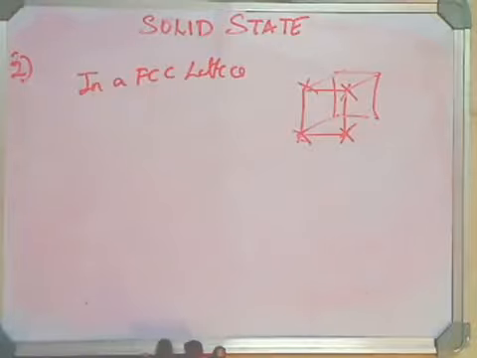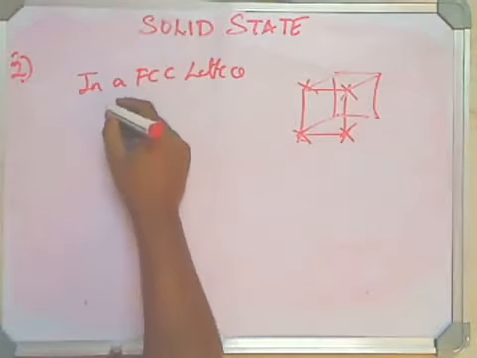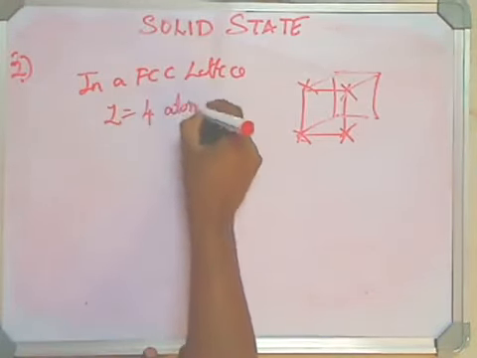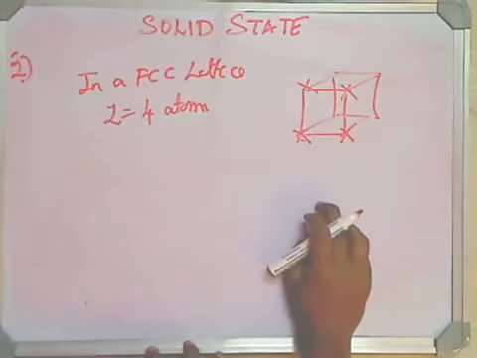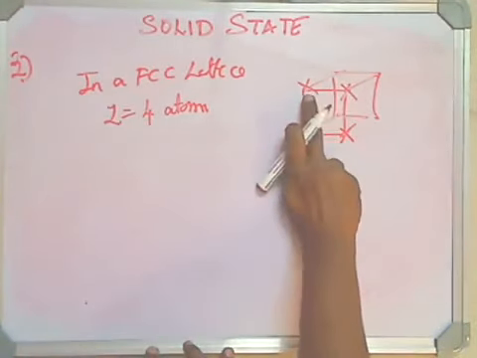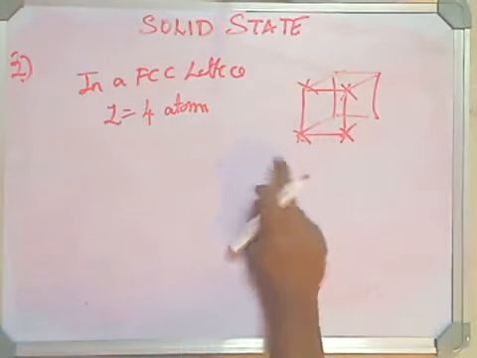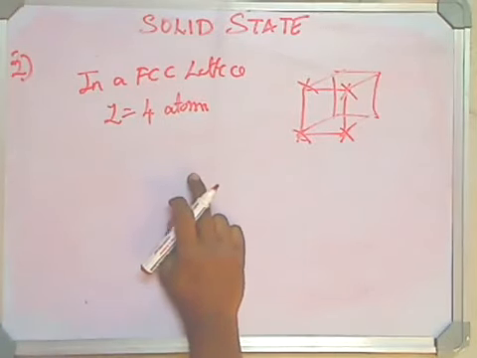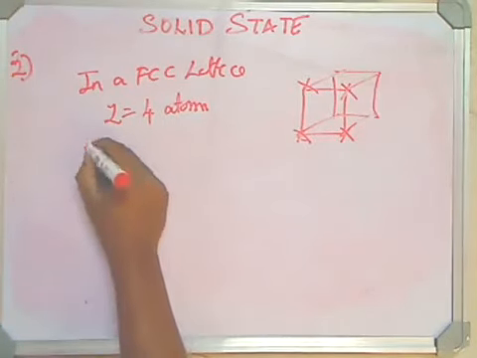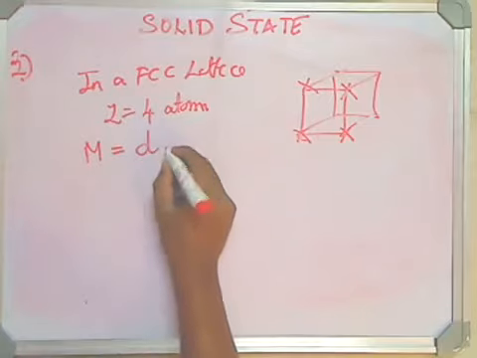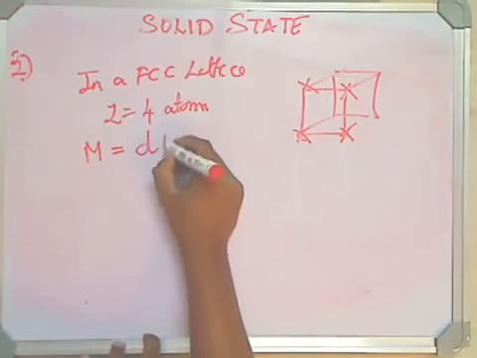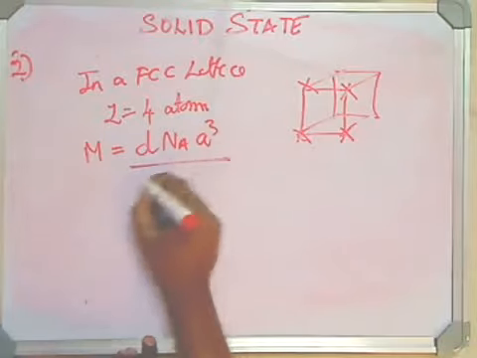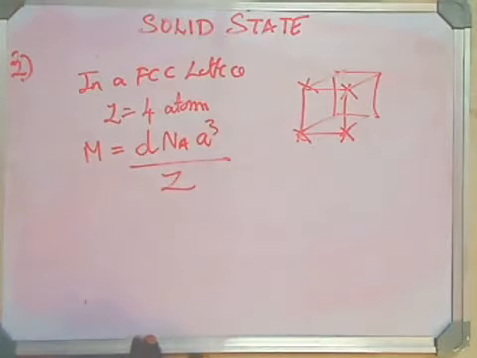Okay. Now, so this should give you the value of Z. Z here refers to the 4 atoms. That is the number of atoms present in the structure here, in the FCC structure, 1, 2, 3, and 4. So I have 4 atoms being present here. Now, to find the atomic mass, all I need to do is M equals D times a cubed times Avogadro's number divided by Z.